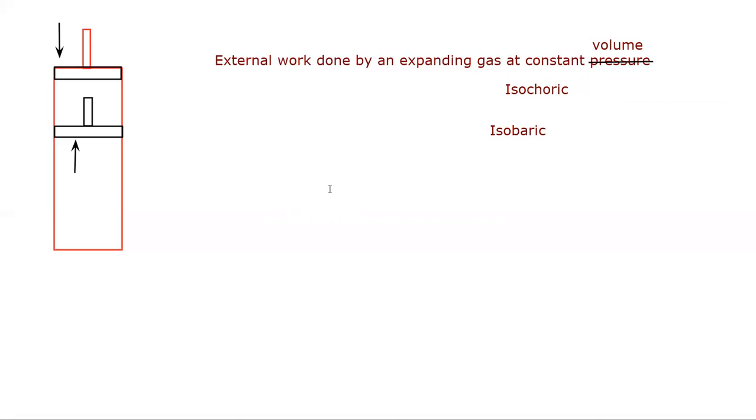So these are the expressions. External work done by an expanding gas at constant pressure is P into V2 minus V1, and external work done by an expanding gas at constant volume, that is the isochoric process, is 0.